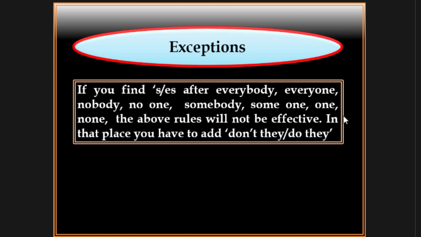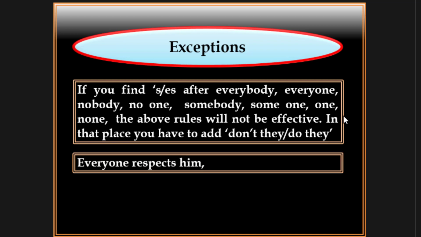There are some exceptions. If you find s or es after everybody, everyone, nobody, no one, somebody, someone, one, none, the above rules will not be effective. In that place, you have to add don't they or do they. Here we see s or es after everybody. Here we see s is added with our verb respect. And this is a positive statement. So the tag question will be don't they?